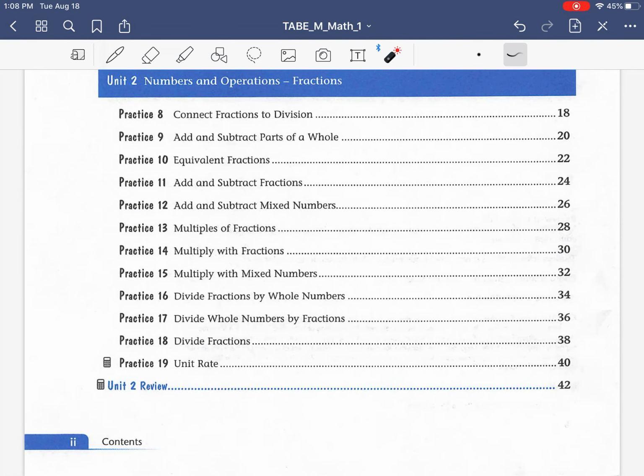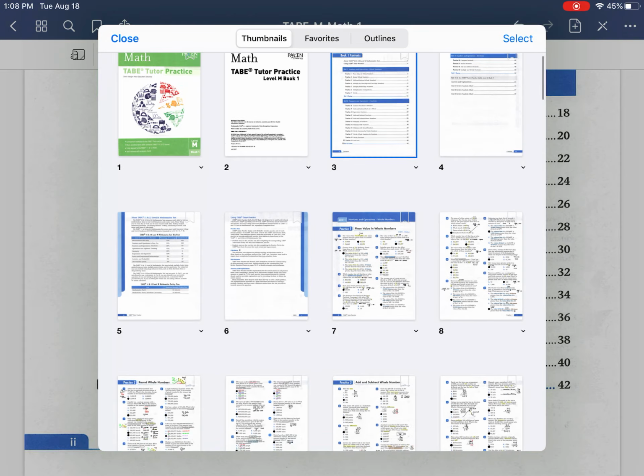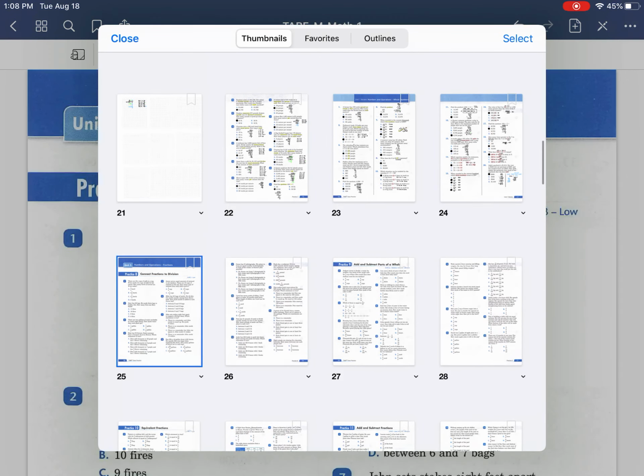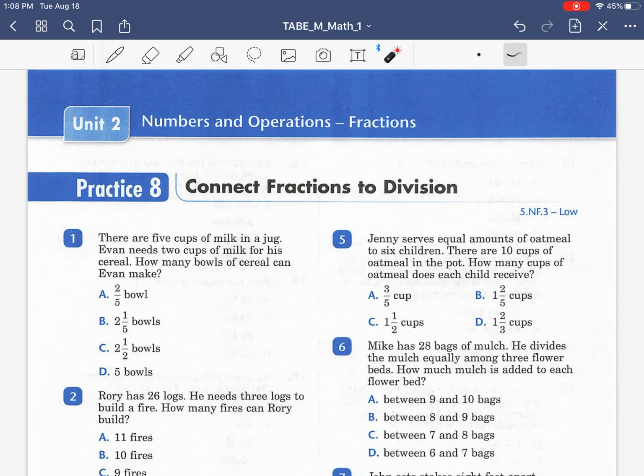So let's turn to page 18 and get started. If you're doing the TABE, if you're doing the HiSET, you can use the calculator. So you can follow along both ways, and I will show you the calculator steps on some of these.